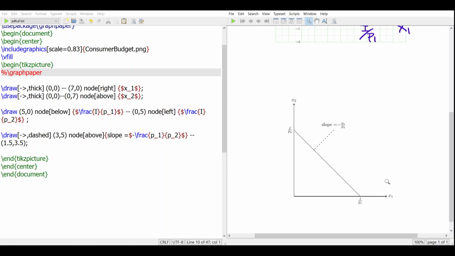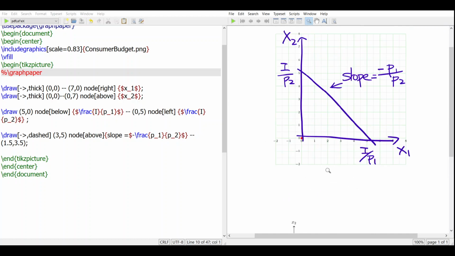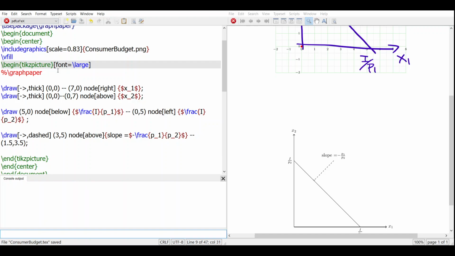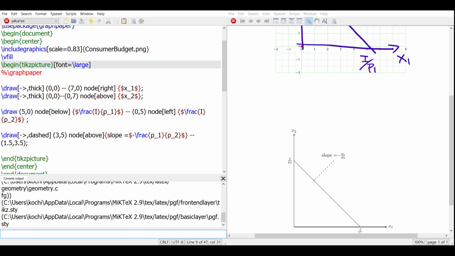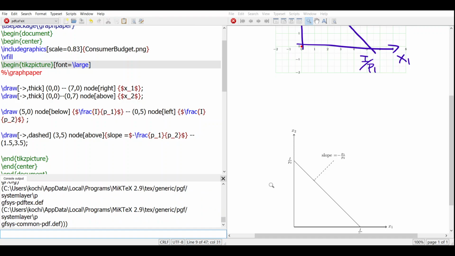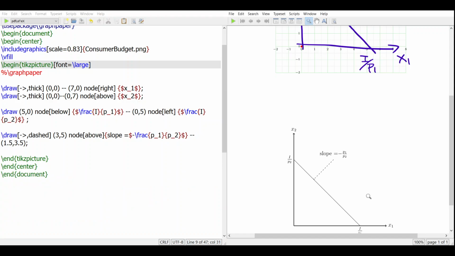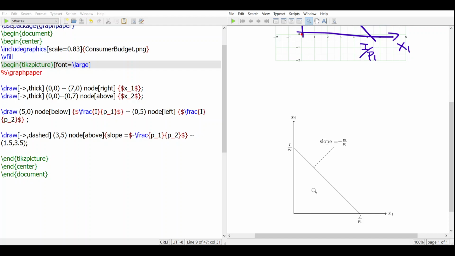This is the slope. Sometimes if you think the font is too small relative to the graph, maybe you want to add an option called font equal to, say, large, and then hopefully the font will get larger. So it's a bigger font. Of course, you can change the number to make it smaller, if you want to make it look better in scale. But I think so far we have a good budget line here.